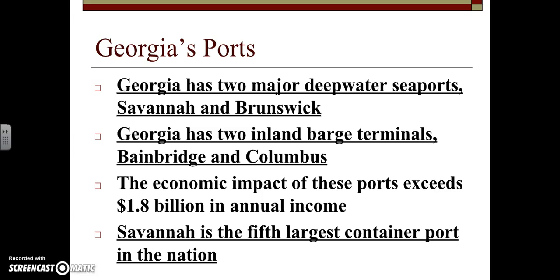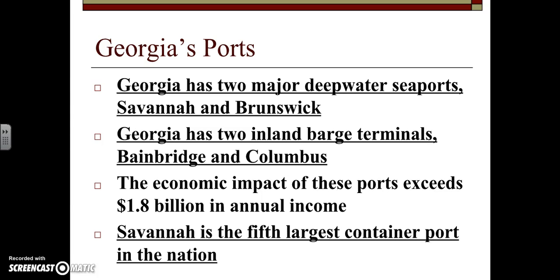Ports. Georgia has 2 major deepwater ports, Savannah and Brunswick. Georgia also has 2 inland barge terminals up rivers that you can take goods to. And those 2 barge terminals are Bainbridge and Columbus.